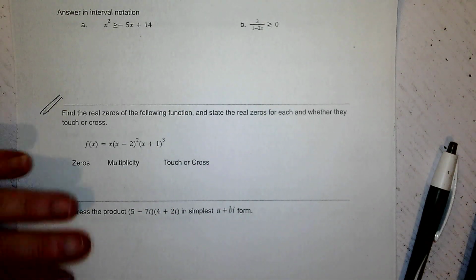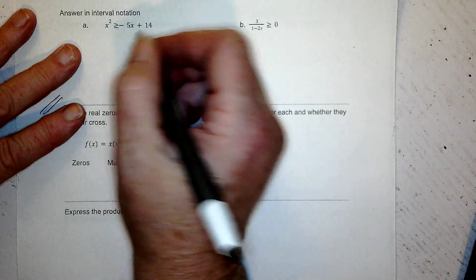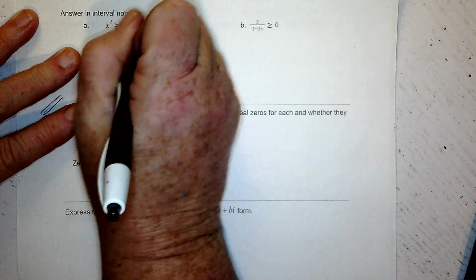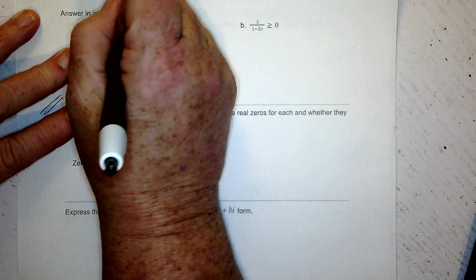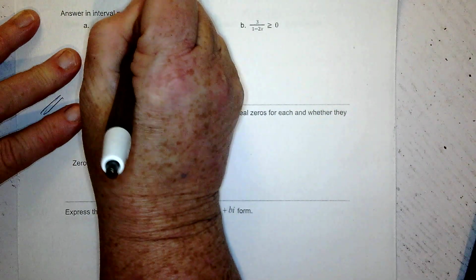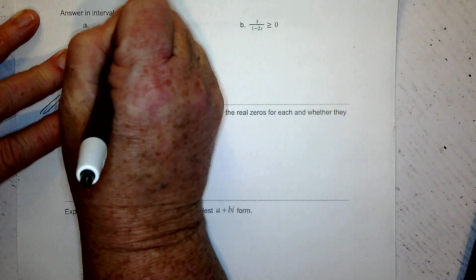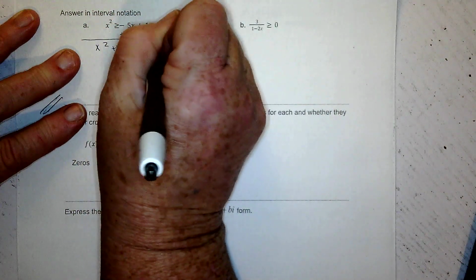Let's start with answering in interval notation. We've got an inequality with a quadratic. I can show you it's a quadratic. I'm just going to move everything over and have it zeroed on the other side. So add 5x and subtract 14 to both sides. I get x squared plus 5x minus 14 is greater than or equal to 0.